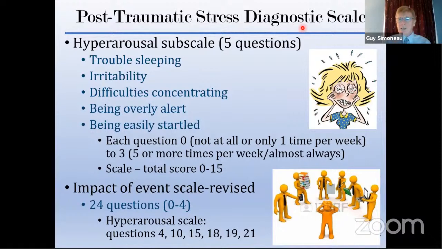But before I talk about those, just realize that for this Post-traumatic Stress Diagnostic Scale, there's a cost to use that scale, but it asks questions about trouble sleeping, irritability, difficulties concentrating, being overly alert, and being easily startled. If you don't use the scale, you can ask those questions. Another scale that asks very similar questions is the Impact of Event Scale. In this scale, there's a hyperarousal scale, which is those six questions here. Instead of being 6 out of 15, if you use these questions from the Impact of Event Scale, the threshold should be about 9 out of 24.